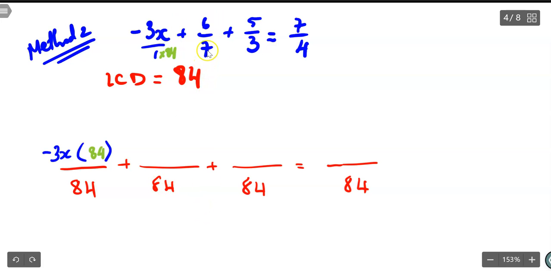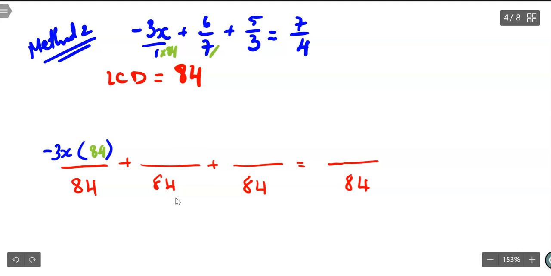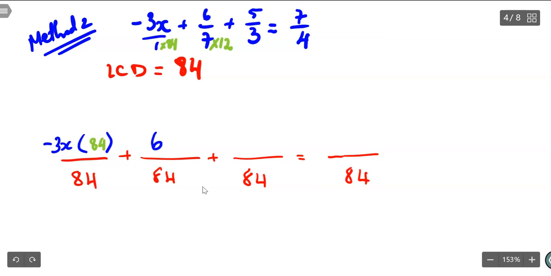This is 84. From 7, I must multiply by a number to get to 84. You see that I multiply by 12. So 7 multiplied by 12 will give me 84. That means I need to take 6 and multiply that by 12 as well, because I multiply 7 by 12 to get 84. So I need to take 12 multiplied by 6, because this is an equivalent fraction.